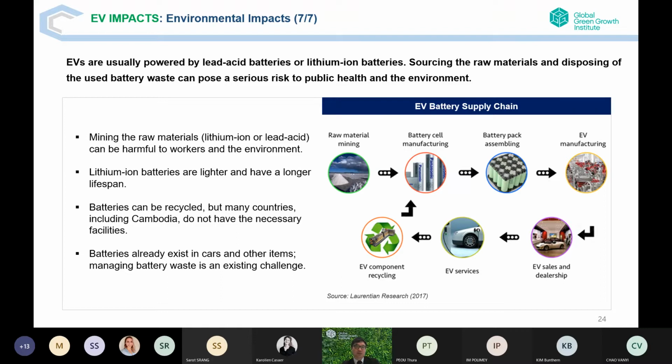and the environment, because electric vehicles are usually powered by lead acid batteries or lithium ion batteries. So sourcing the raw material and disposing of the used battery waste can pose a serious risk to public health and the environment. So like Professor Kim's research area, universities and research institutions should also do research activities for your government, your citizens and your people, so that in advance we prepare how to deal with this kind of adverse effect of electric mobility.